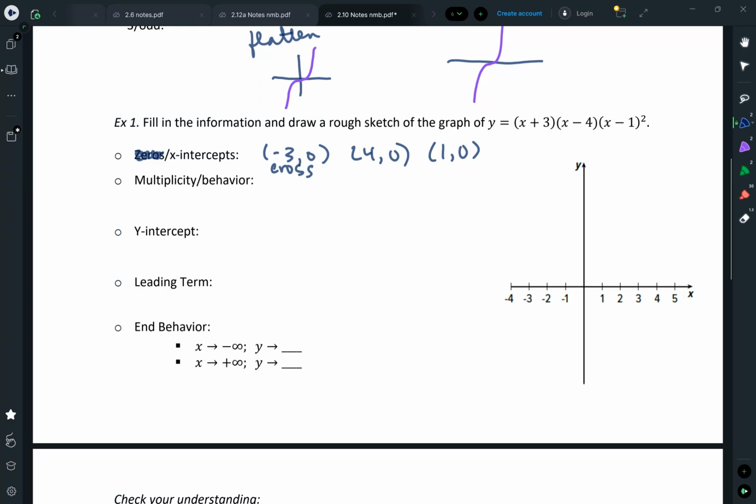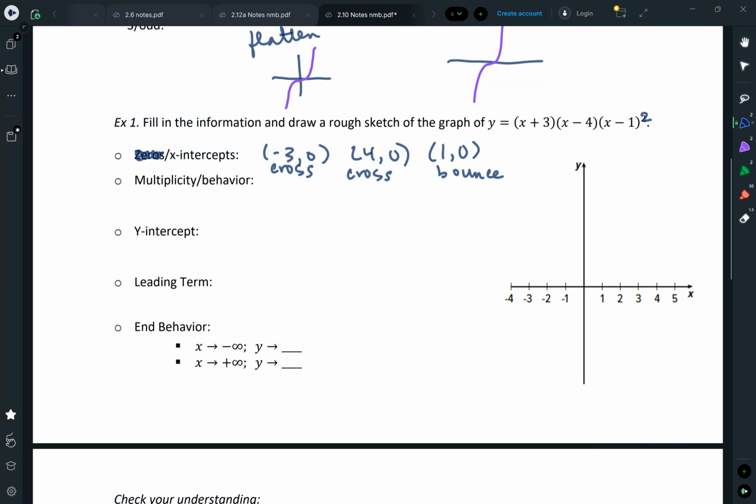At 4, 0, it's going to cross as well. And then at 1, 0, that's the one that's squared, so that's where it's going to bounce. That's what I'm listing for multiplicity behavior. I like to do that underneath each of those intercepts. As I'm tracing the graph, I'm thinking about what's going on at each of those points.